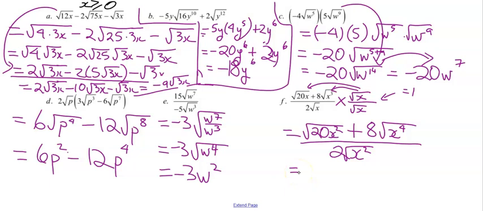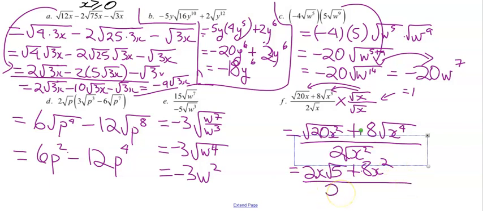So, root 20, right, is 2 root 5. So this is going to be 2x root 5. This next part is going to be plus 8x squared divided by 2x. I'm going to say, oh, hang on, that simplifies, right? Because 2x, 2x, and 2x will go into all of these. So if I like, I can factor a 2x out of the numerator, right, which will give me root 5 plus 4x.